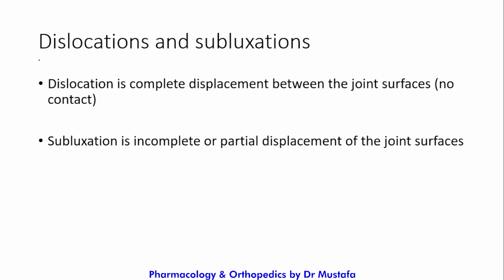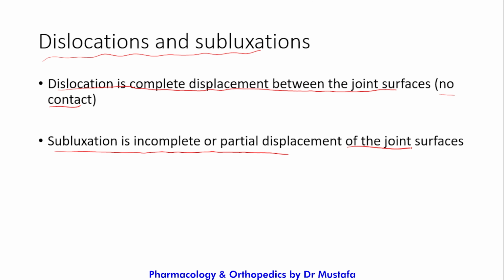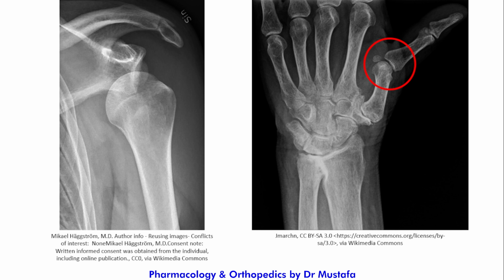Finally, let's talk about the dislocations and the subluxations. So the dislocation is complete displacement between the joint surfaces. There is no contact whatsoever. And in the subluxation, it is incomplete or partial displacement of the joint surfaces. So here we have examples of the subluxation and the dislocation.